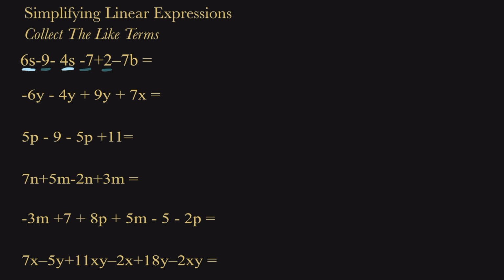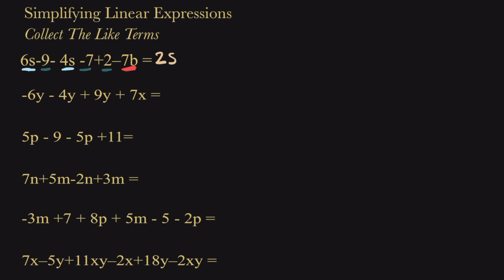And then the last one that we have is minus 7b, and there's only one term with a b in it. Okay, now we've identified all our like terms, we can start to collect them and simplify them. We'll start with the s's. So we've got 6s take away 4s. 6 take 4 is 2, so we're going to have 2s.